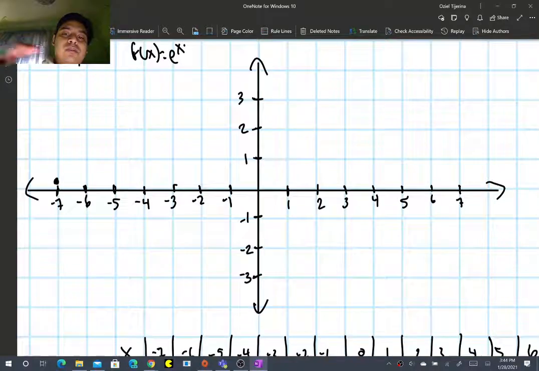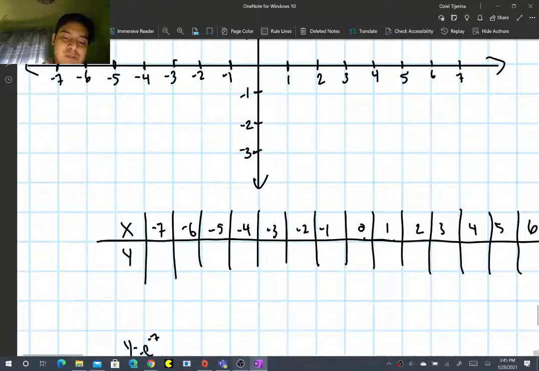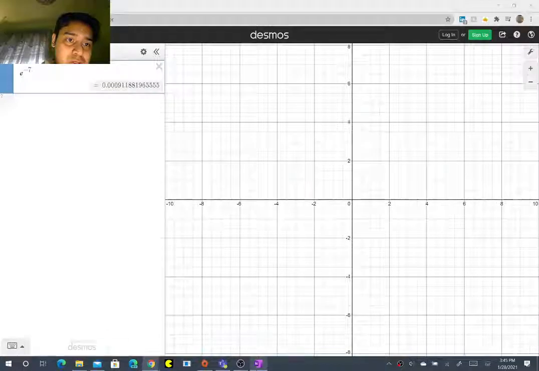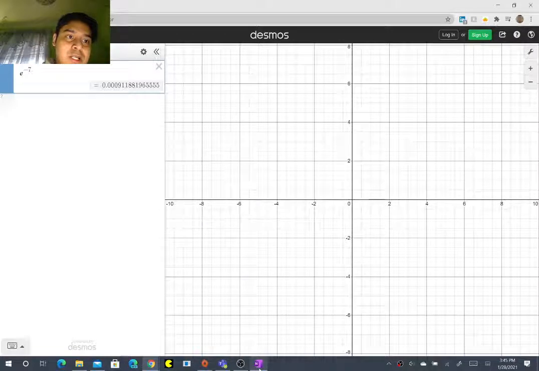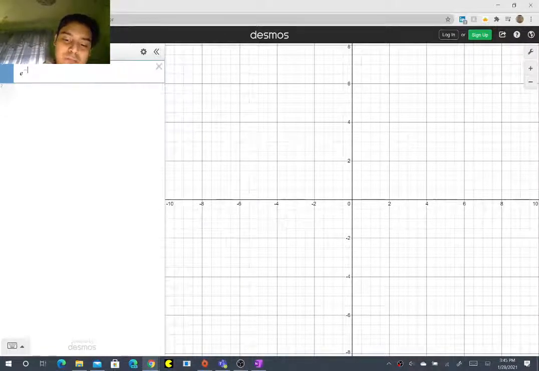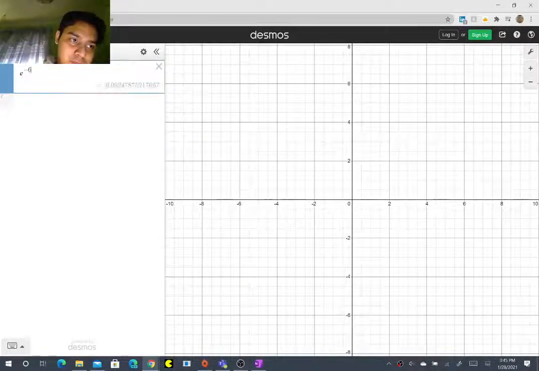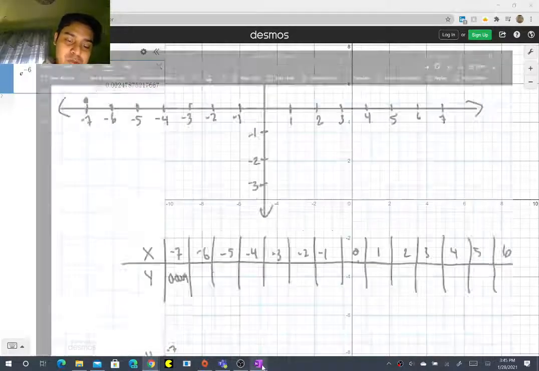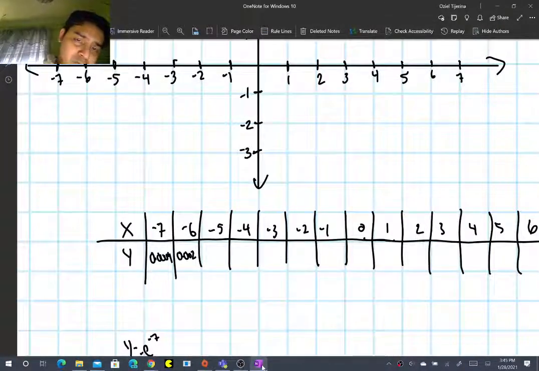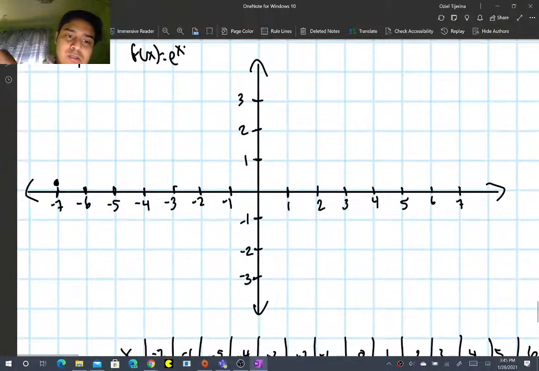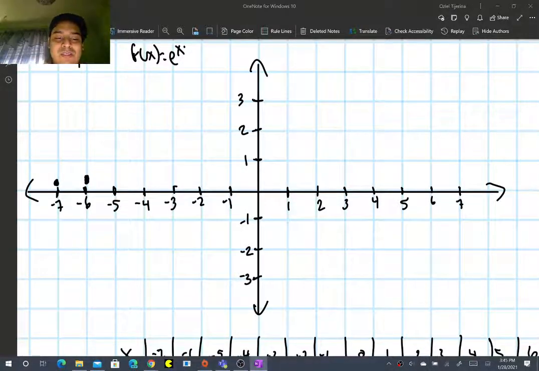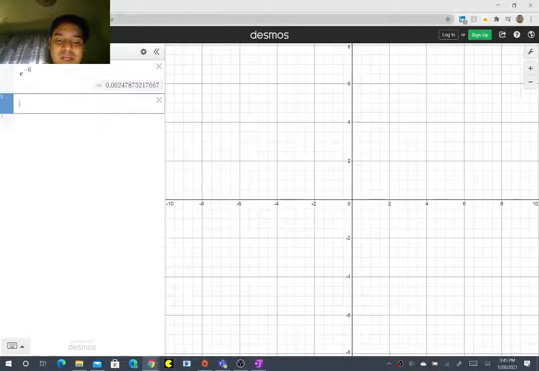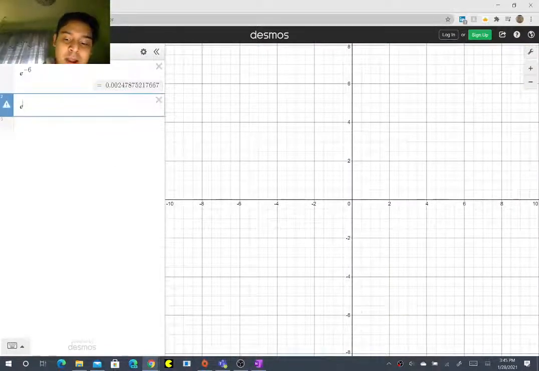And then we have e to the negative 6, so basically you just want to plot it as best as you can. E to the negative 6 is 0.002, so we have 0.002. We're going to go ahead and plot that so we have a little bit closer. And it does not have to be perfect, because I know these are kind of tough to graph.